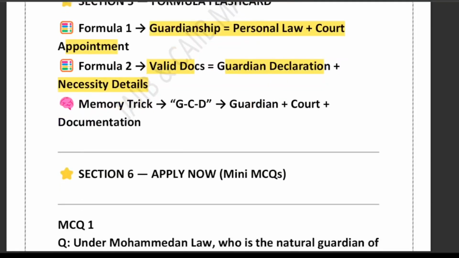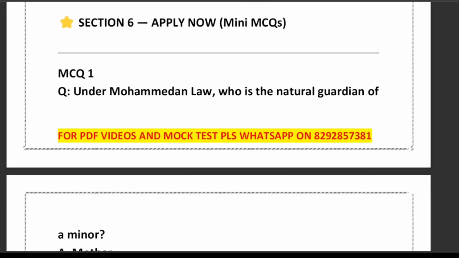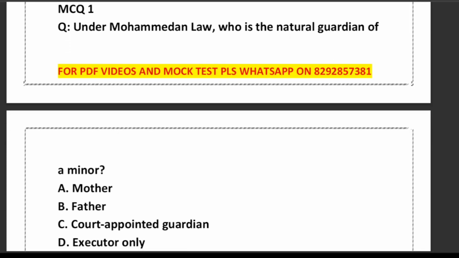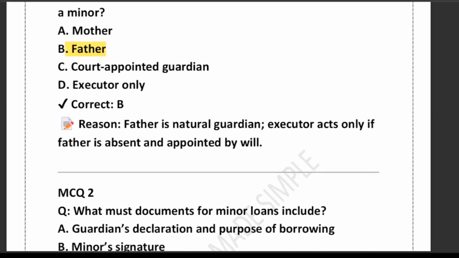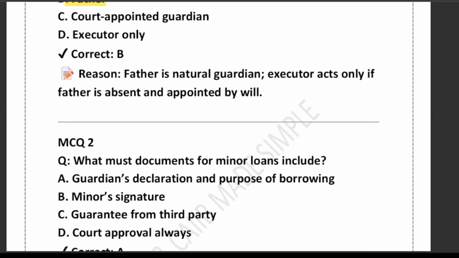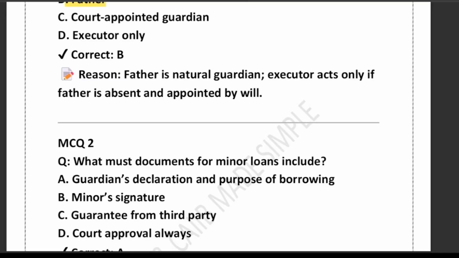So let's apply the concept to some MCQs. Under the Mohammedan law, who is the natural guardian of a minor? Mother, father? Obviously it is father. What must a document for a minor loan include? Guardian declaration and purpose of borrowing, minor signature, guarantee from a third party, or court approval?